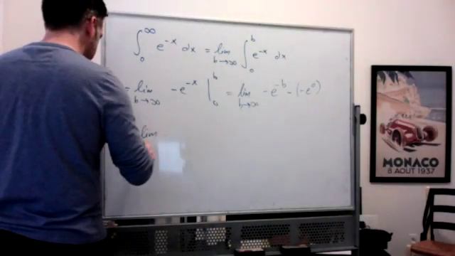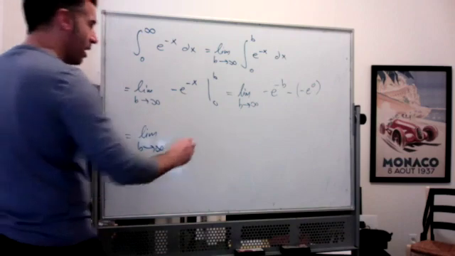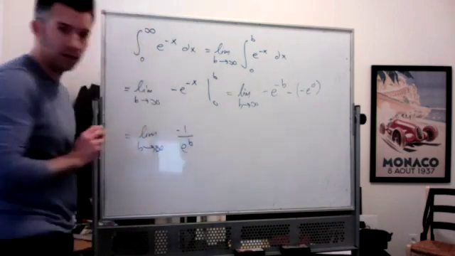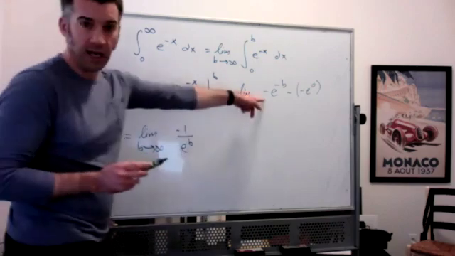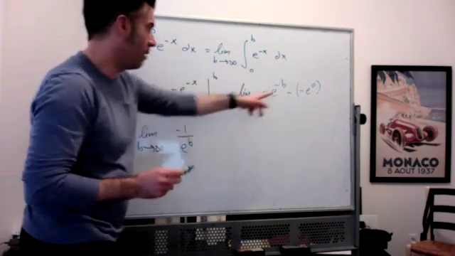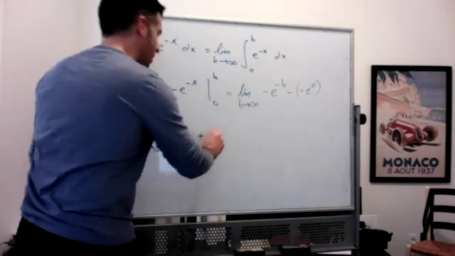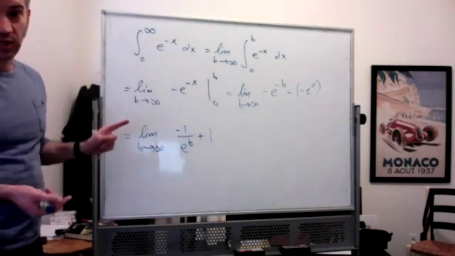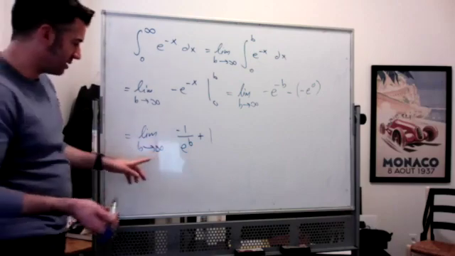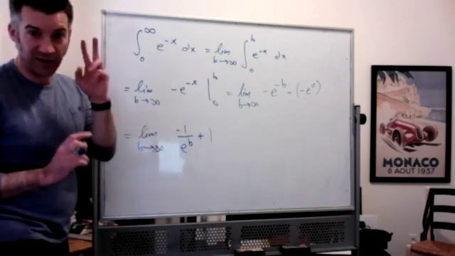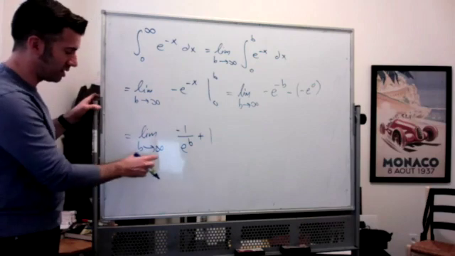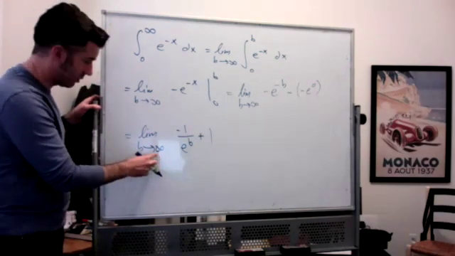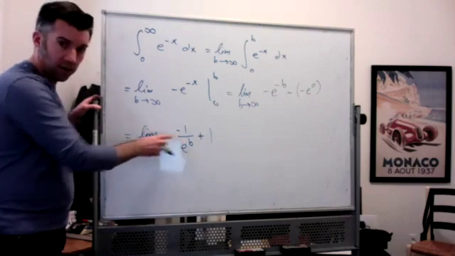It's the limit as b goes to infinity of -1 over e to the positive b, instead of negative e to the negative b. Minus a minus is plus, and e to the 0 is 1. So here's what I'm going to do every time. It requires looking at where your limit is going to, right? It's going to infinity, and what your power looks like.